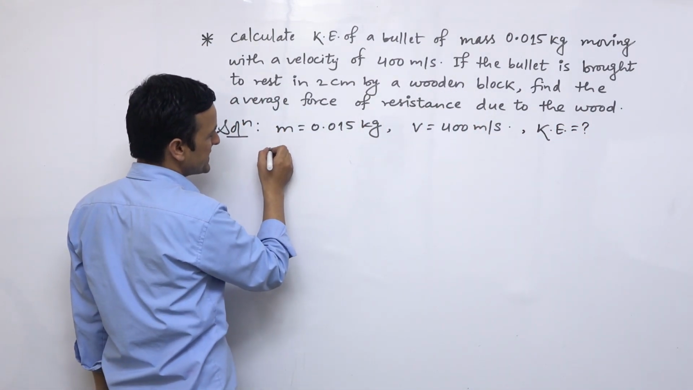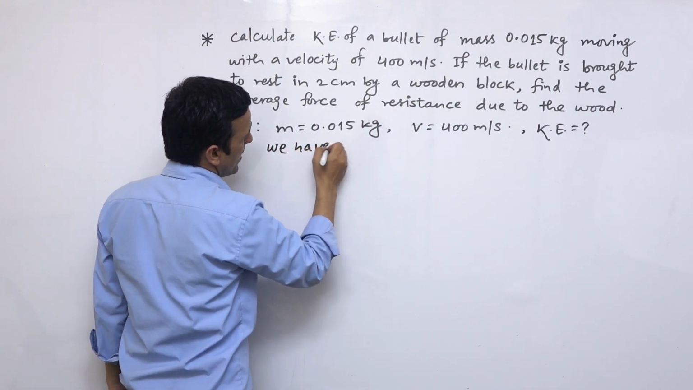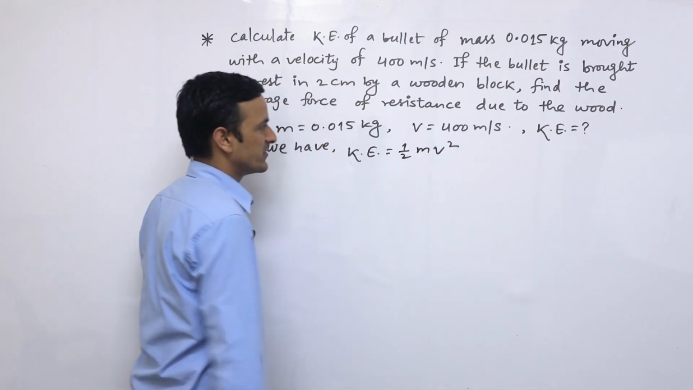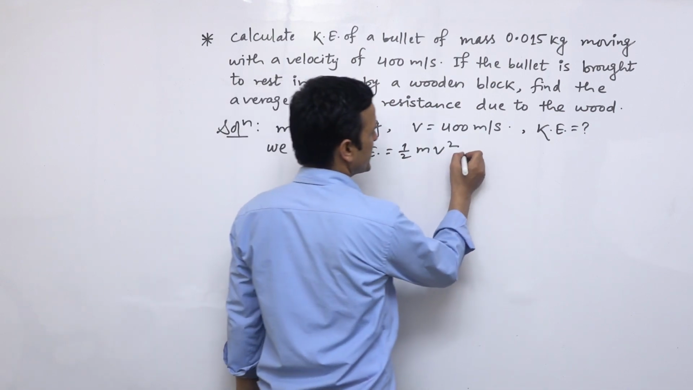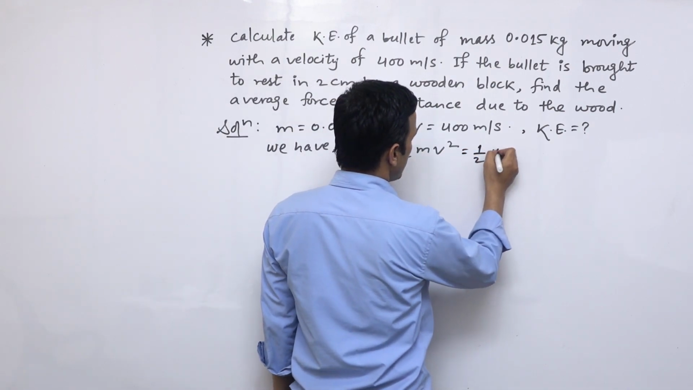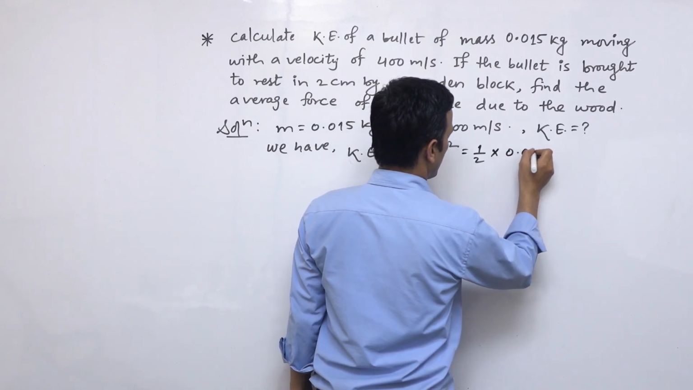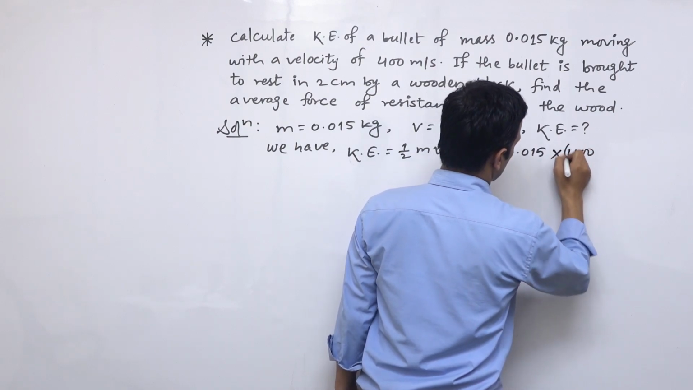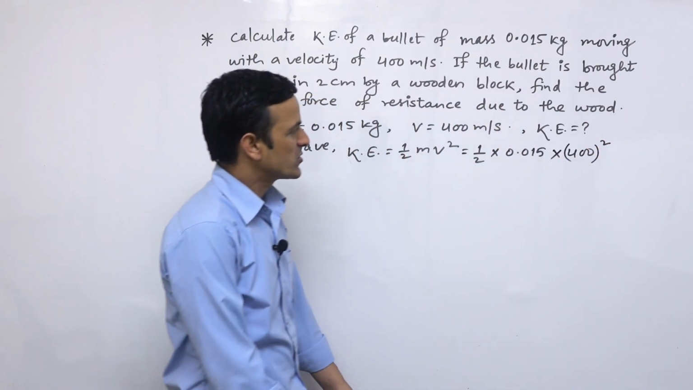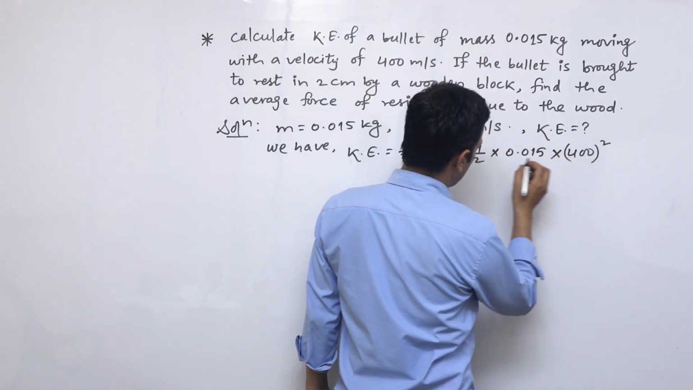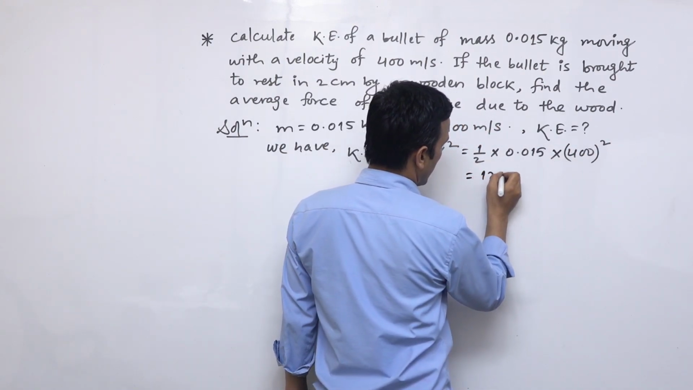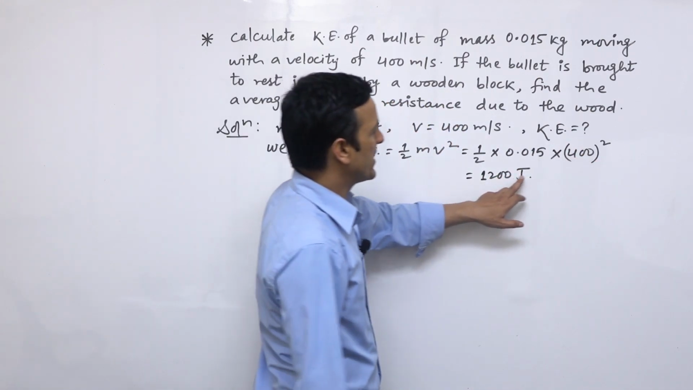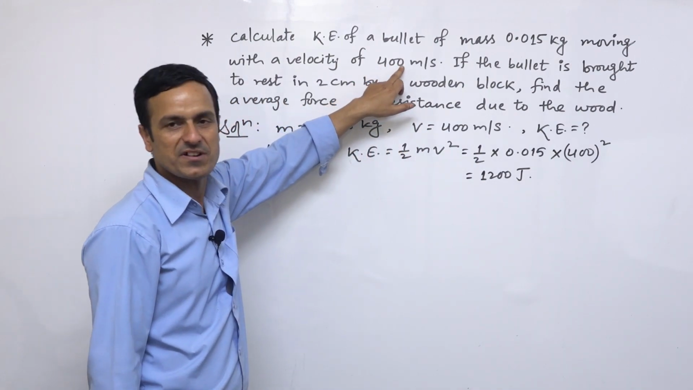So the formula is, kinetic energy is equal to half mv square. This one is the formula to find kinetic energy. So let's write the values. Mass is 0.015 and velocity is 400. So 400 square value. If you solve all the terms over here, then we get 1200 joule. So after solving this numerical question, our answer is 1200 joule. This is the answer of only the first part.